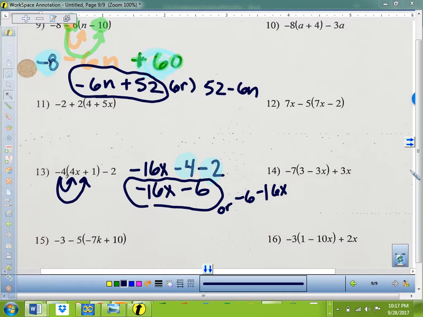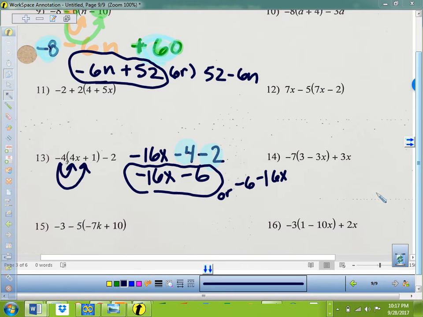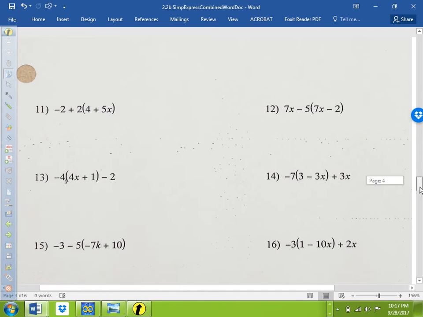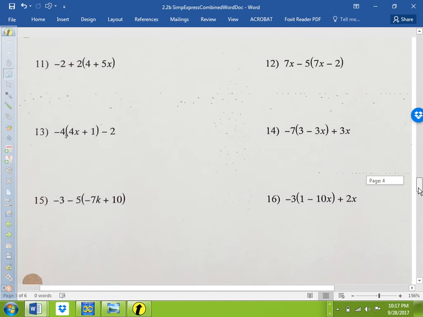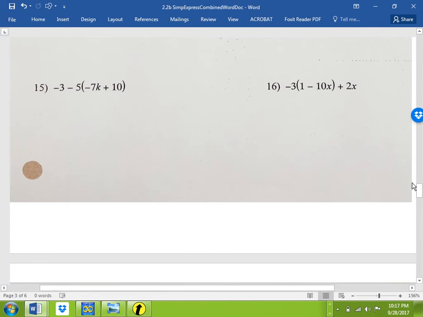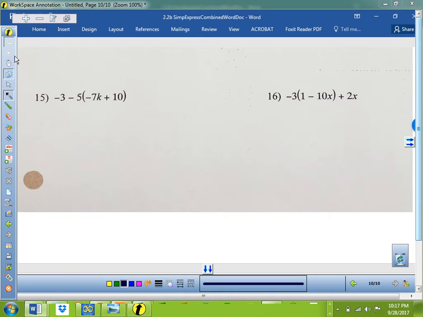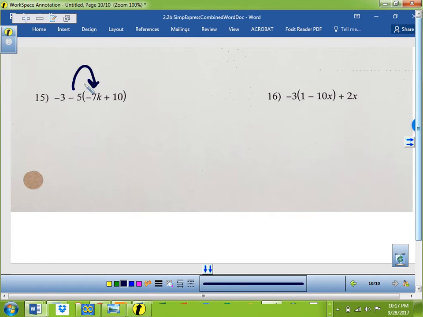Okay, now let's see here. Why don't we hit number 15 maybe? And we'll do a couple others here. Actually, we can do 15. Sure, we'll do 15. There we go, number 15. And if you're getting this, you can go ahead of us. This is just me trying to get you guided through a few things. So first thing, we're going to take this -5, and we're going to multiply it by the two terms inside the parentheses. -5 times -7k is positive 35k.